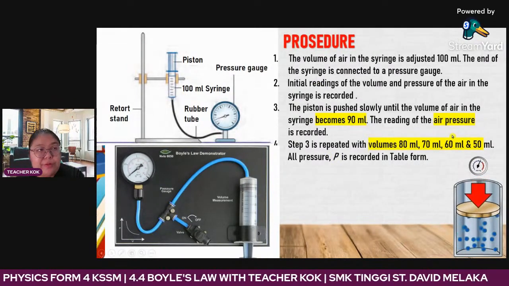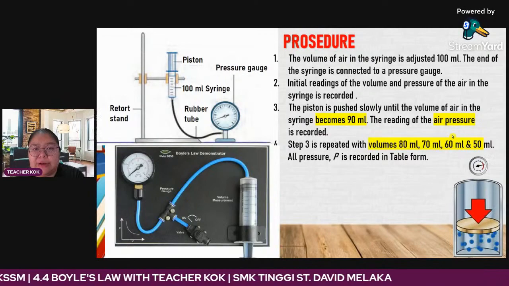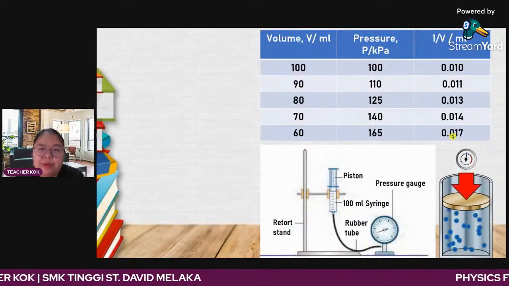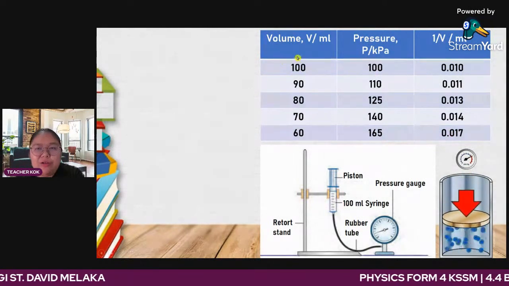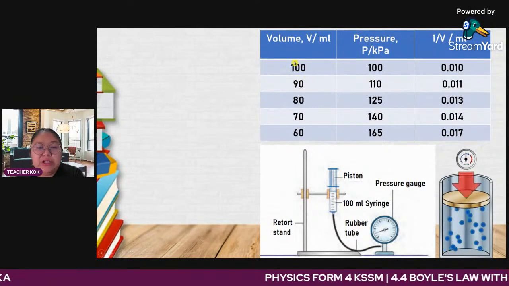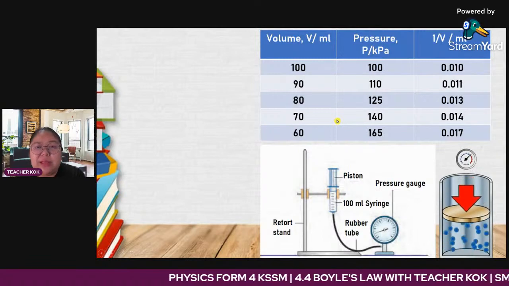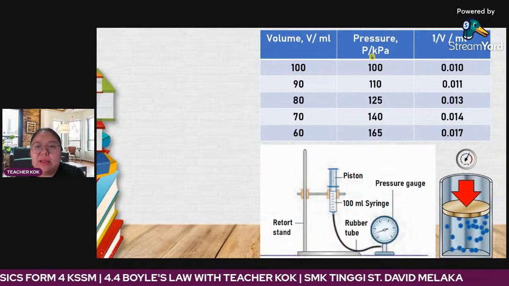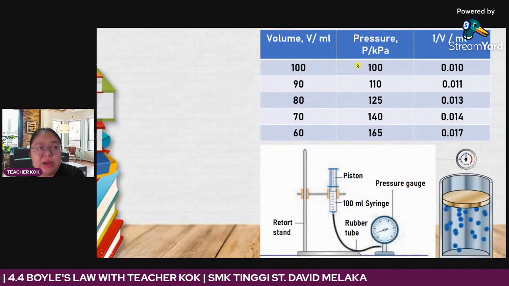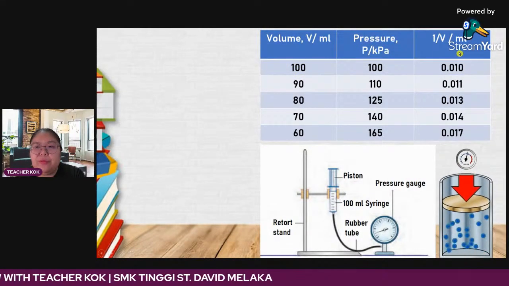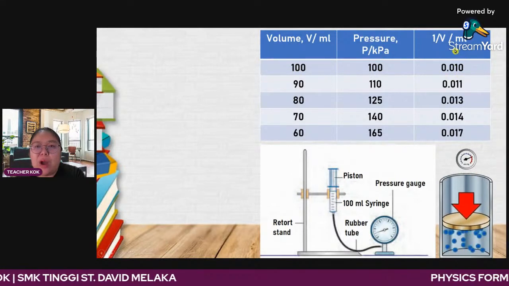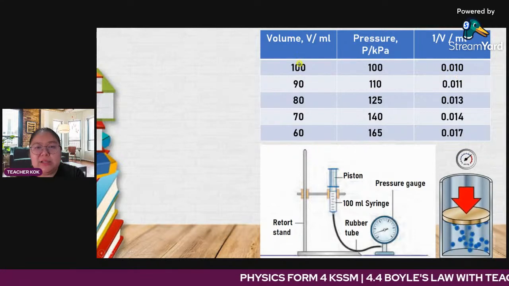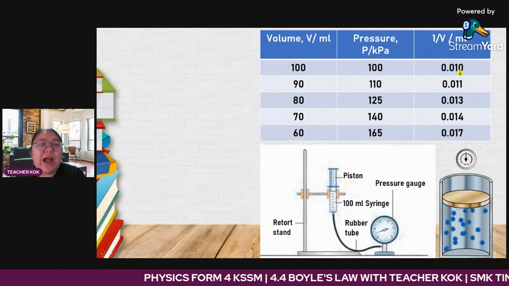After that, table form, that means we got the result. Let's see the result. This one is an example result. So from here, we start from 100. At 100, the pressure is 100 kilopascal. Then we find it. I want you to find 1 over V. You find 1 over V, because I am using 100, so 1 over 100.